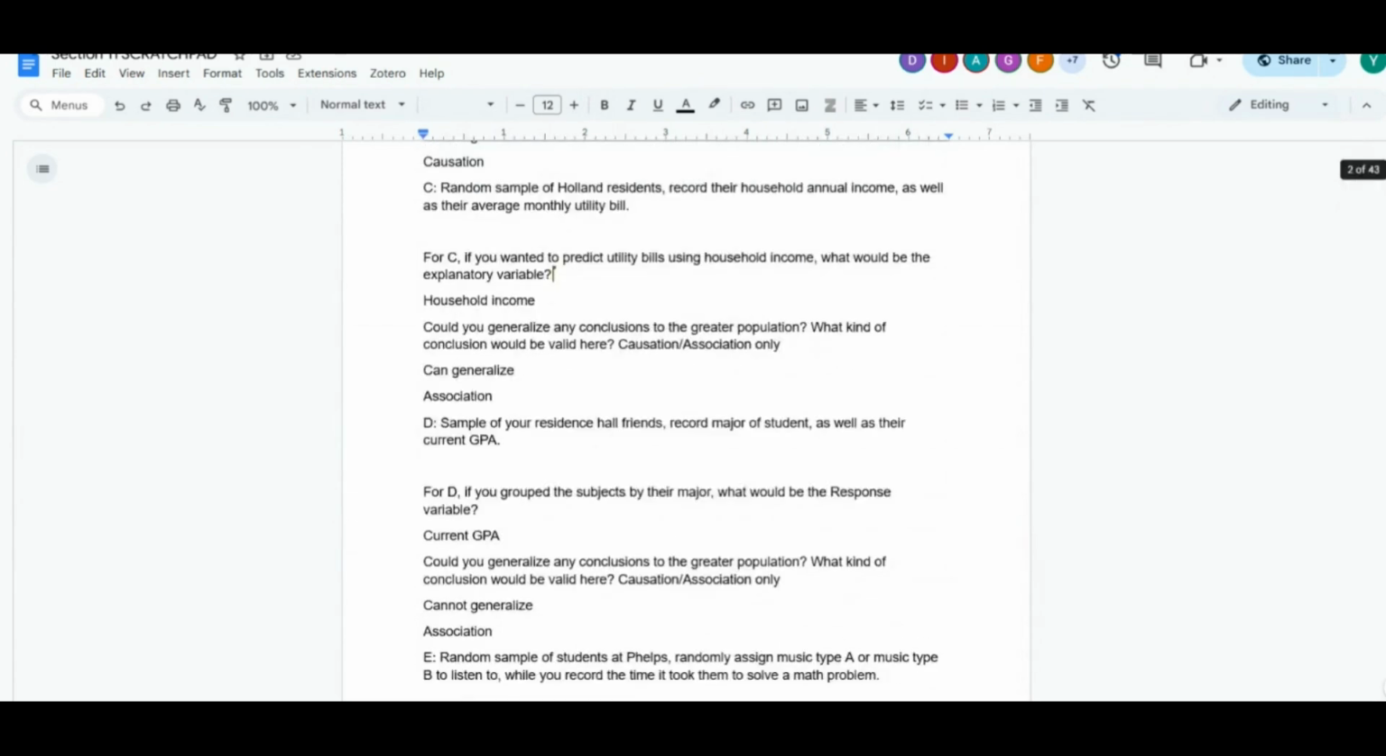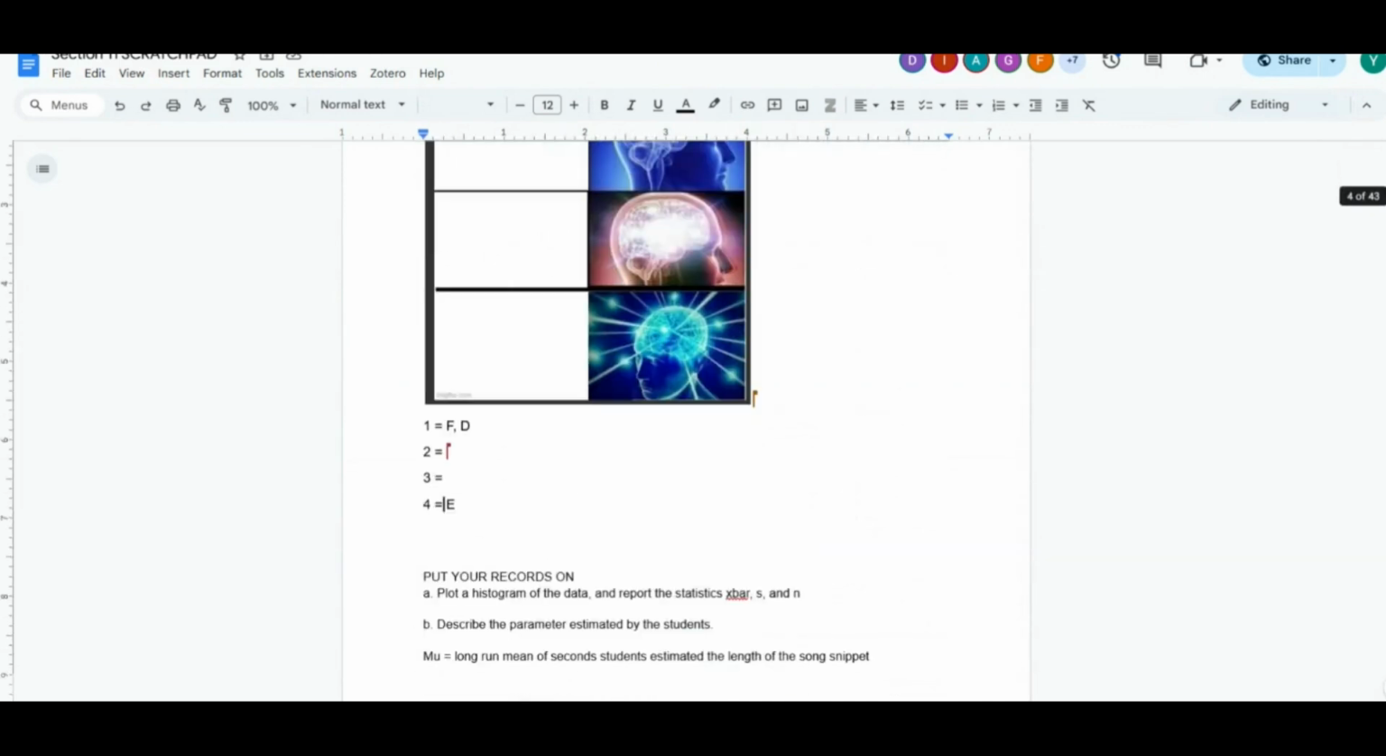Okay, I think I have the answer. Study A would be what number? Did you have a random sample in study A? You did. So it's slightly better. But is it an experiment? No. So that would make it a number what? Good. What about B? All right, let's look at B.